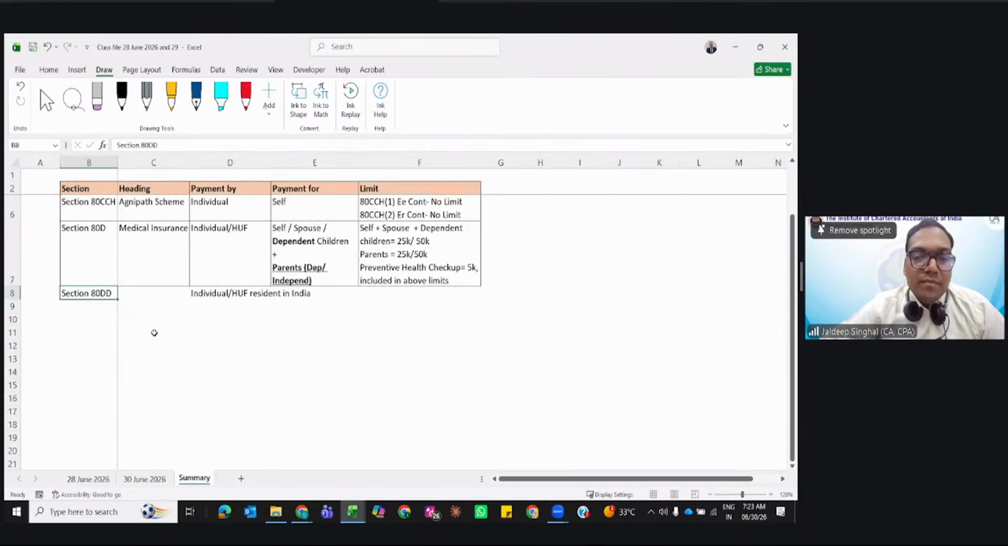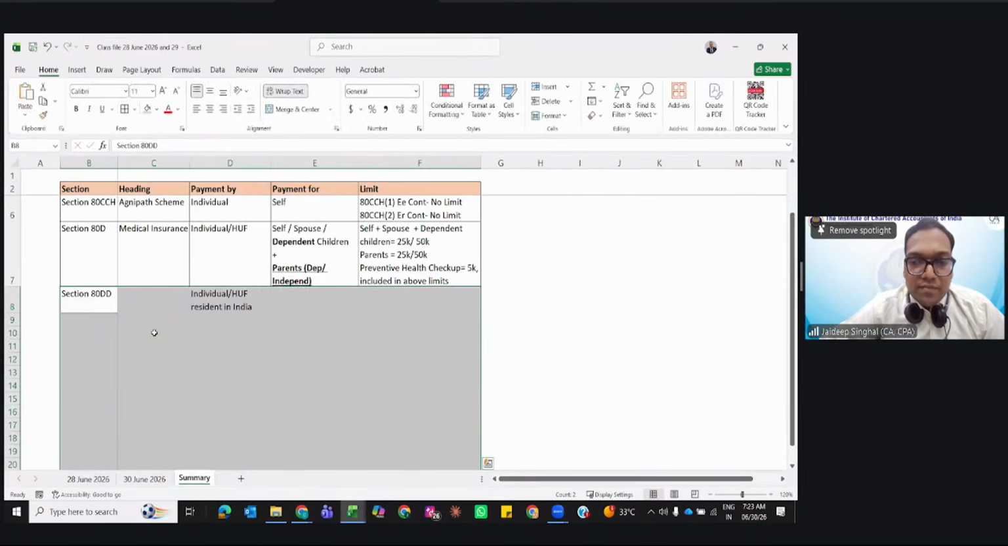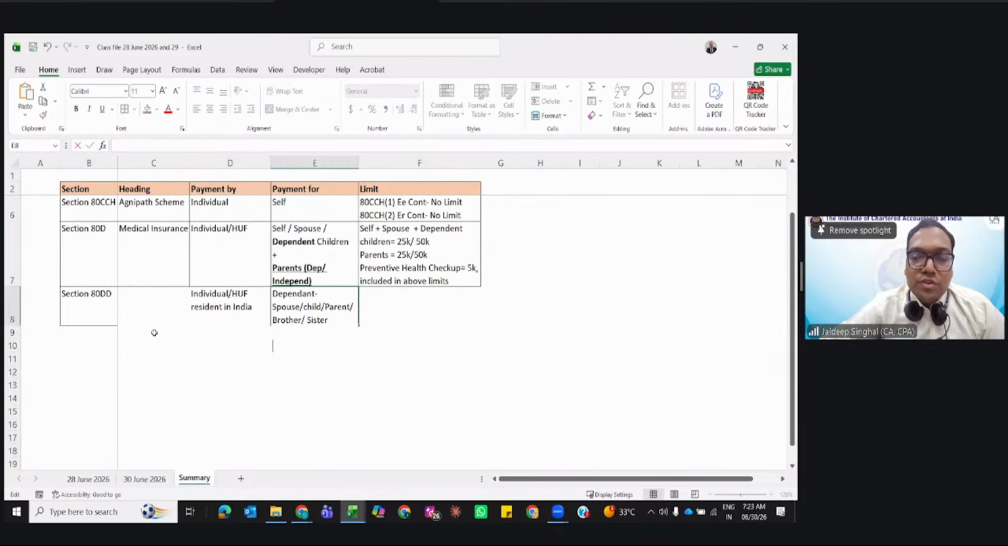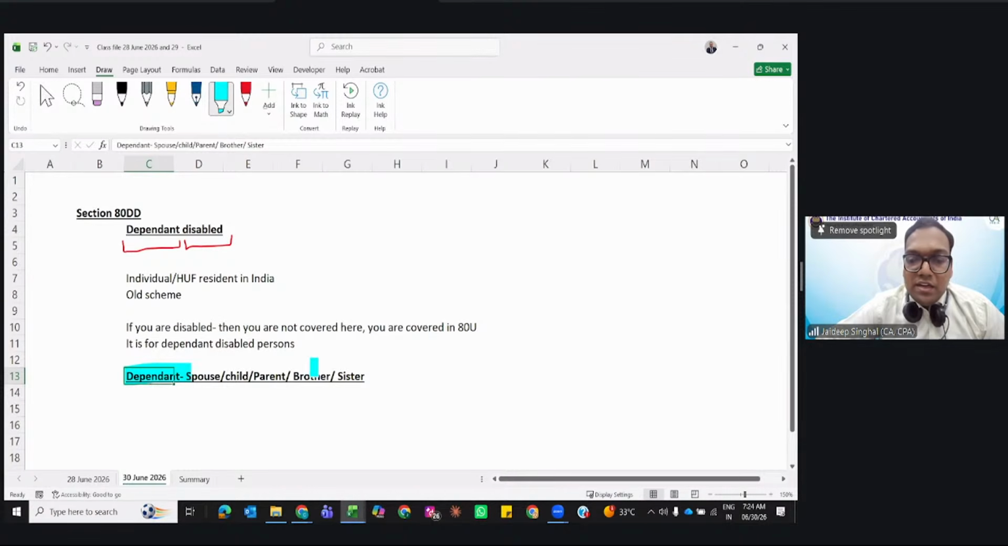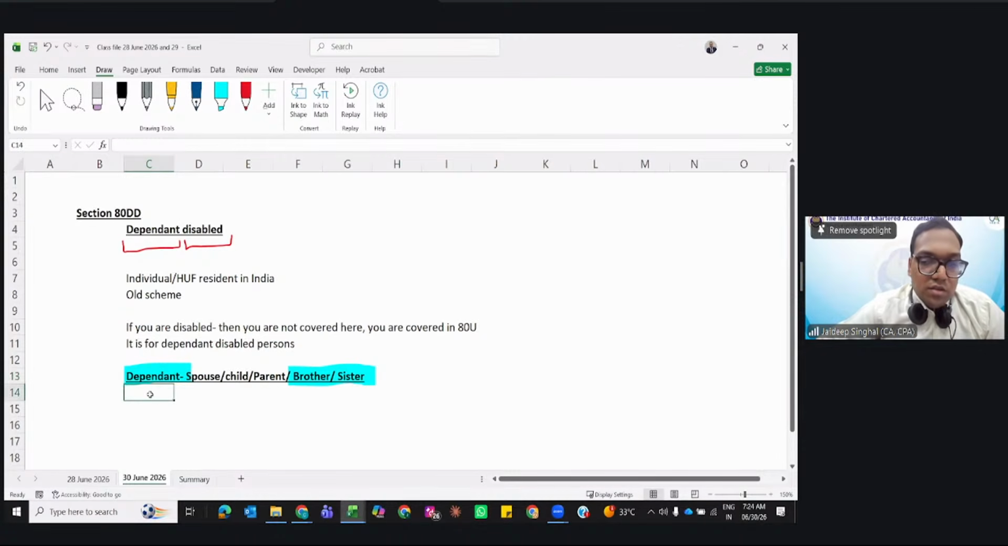Now side by side, I'll prepare notes here, so it is easy for you to compare. Here, self is not covered. It is in ATU. What is good is that it is dependent. Another thing is brother and sister are added here. Is your daughter-in-law covered? Children's spouse? No. Whatever is written is only specifically covered, others are not covered.